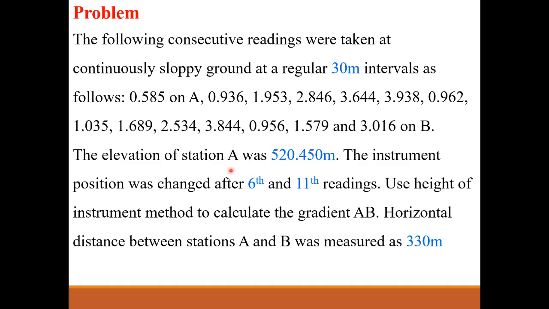Now the elevation of station A was 520.450 meters. It means it is a benchmark whose elevation is already known to you. The instrument position was changed after the 6th and 11th reading. Use the height of instrument method to calculate the gradient AB. Horizontal distance between stations A and B was measured as 330 meters.